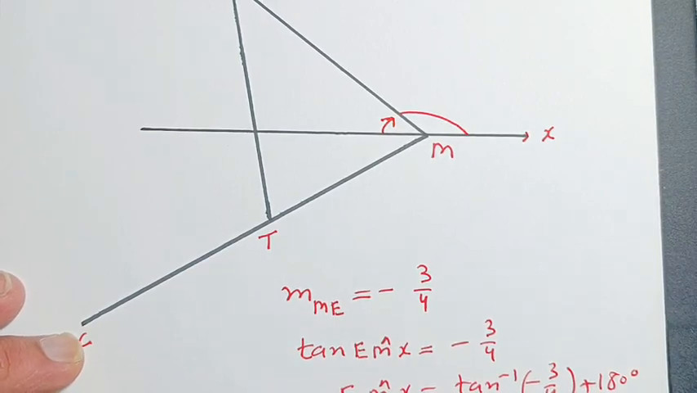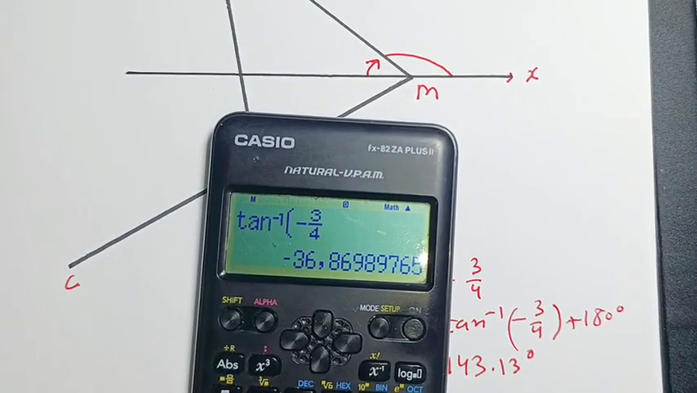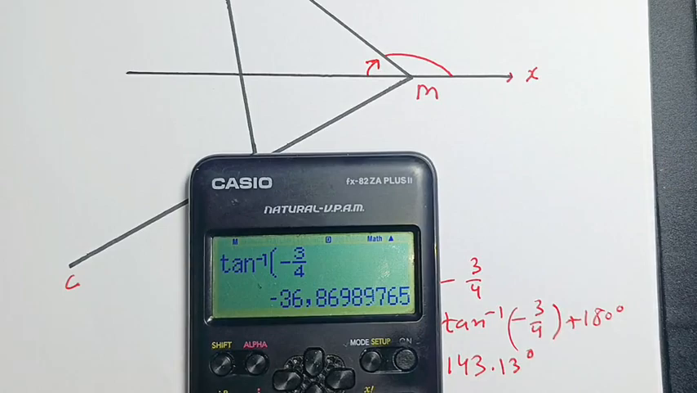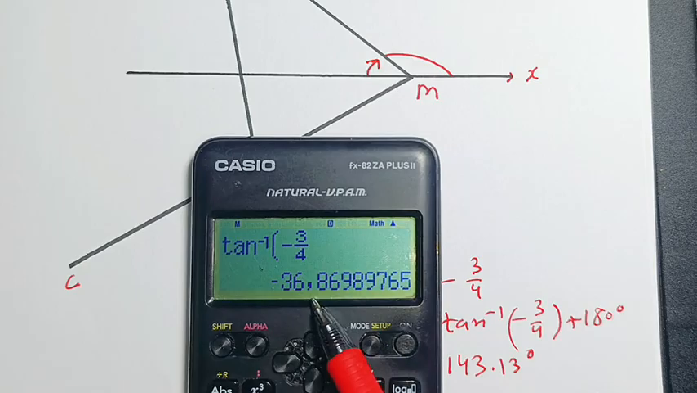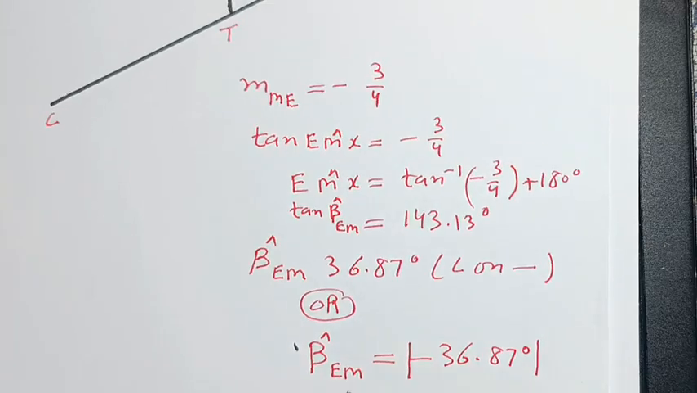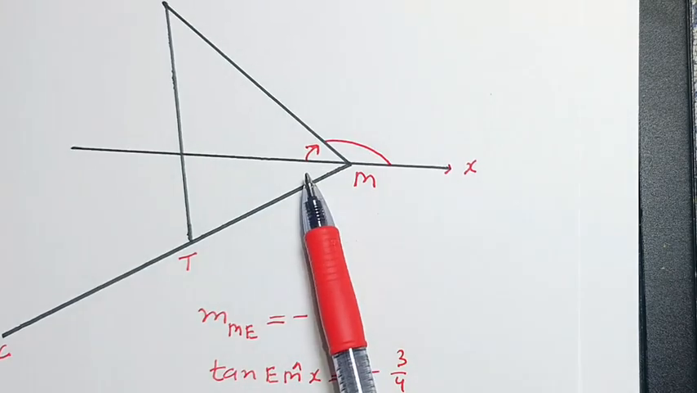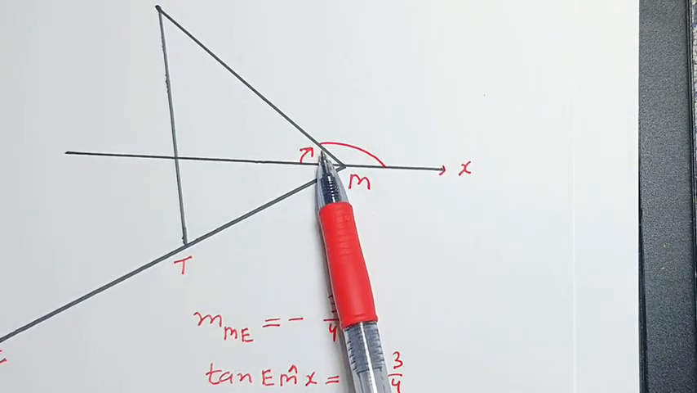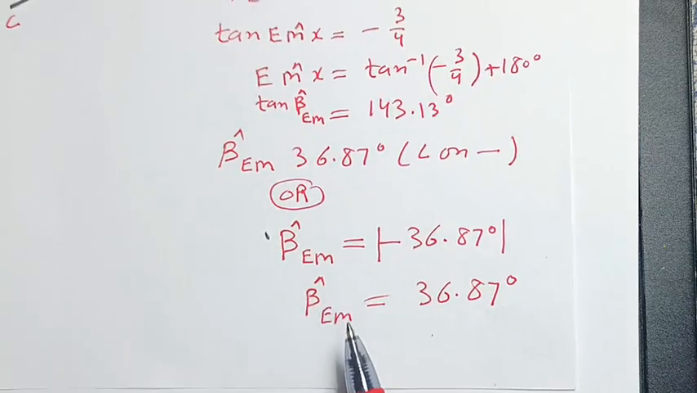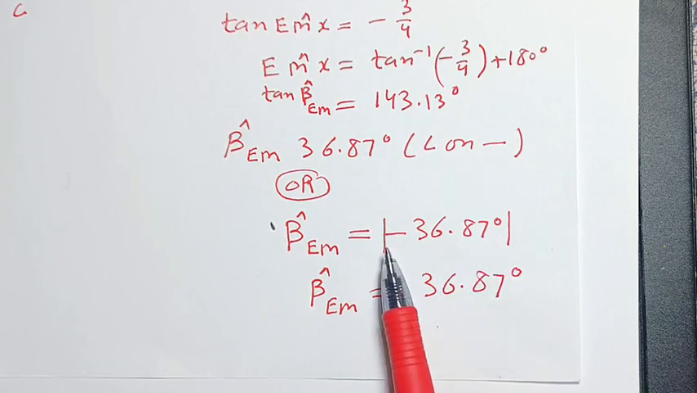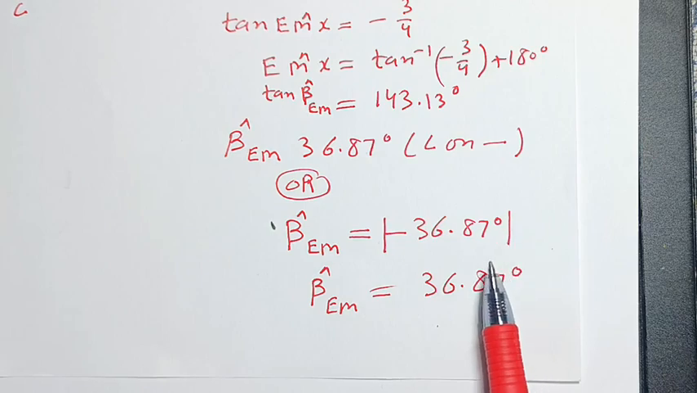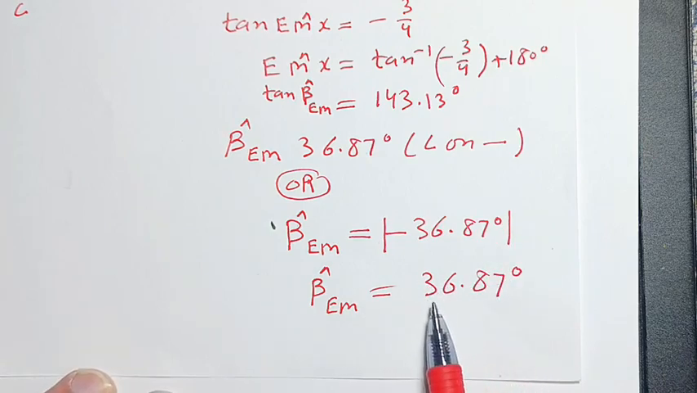So this time, shift tan negative 304, and the answer is going to be negative 36 comma 87, because it is clockwise. So the angle EM is negative 36 comma 87 degrees. I apply modulus or absolute value to make it positive, so it's going to be positive 36 comma 87 degrees.